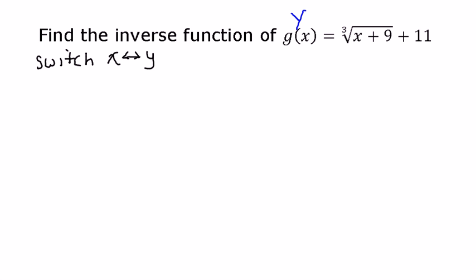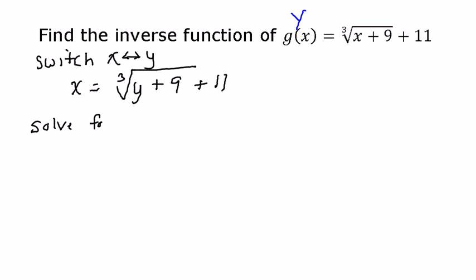So that will give us x equals the cubed root of y plus 9, plus 11. Okay, and then the next step is to solve for y. So to solve for y, we get the y by itself. So let's subtract 11 from both sides of the equation. So we have x minus 11 equals the cubed root of y plus 9.